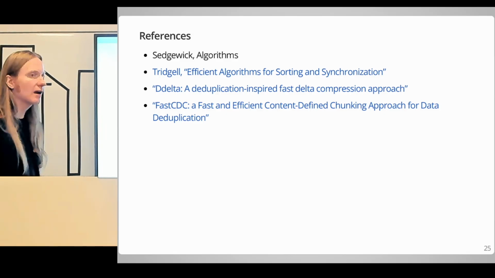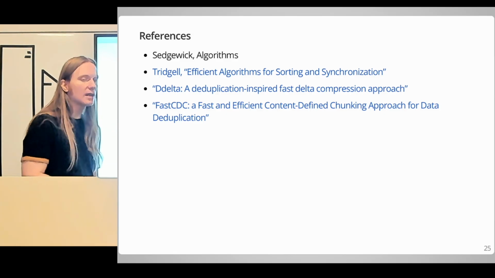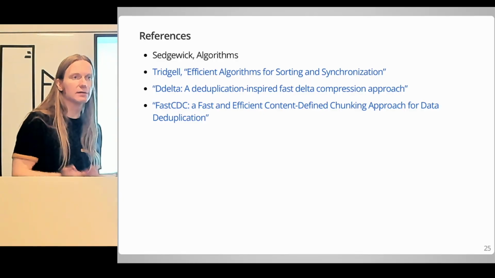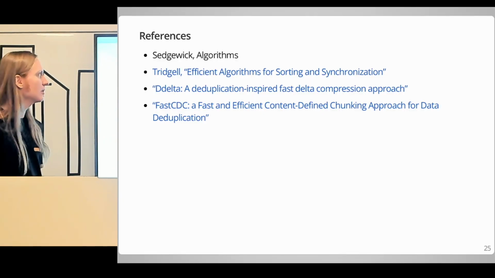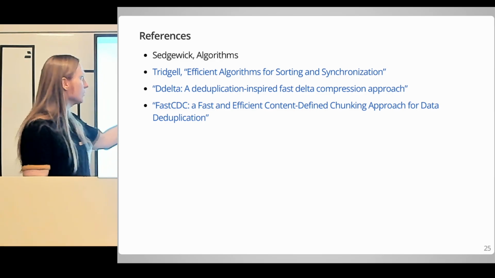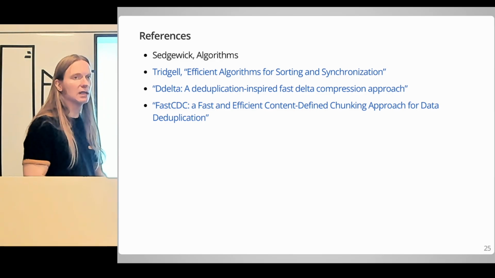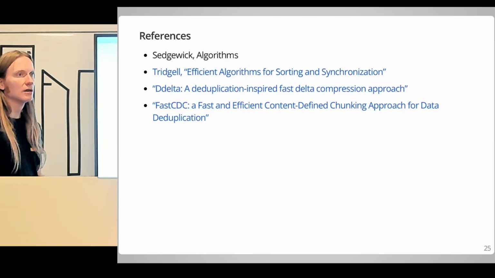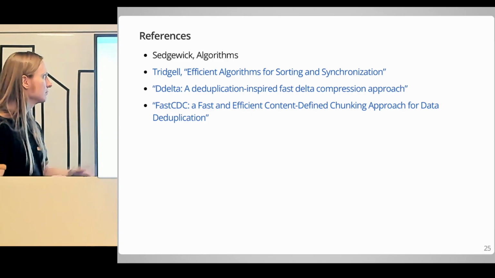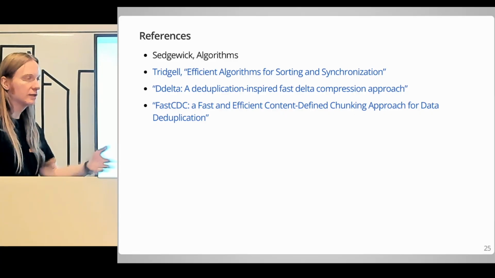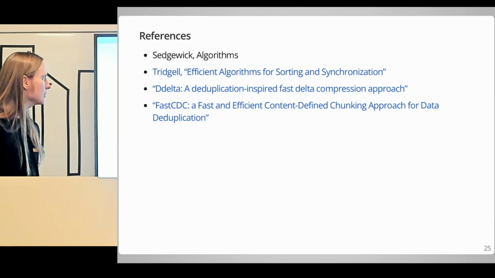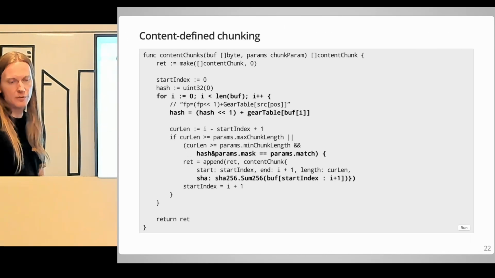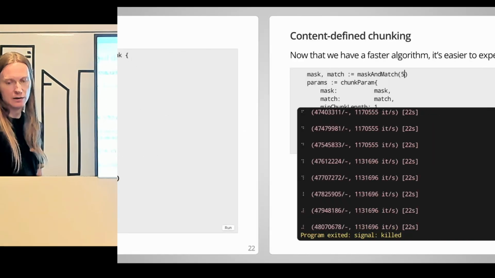So the references I have: most algorithms books will cover Rabin-Karp. I happened to grab Sedgewick's because that's where I remember learning it from a long time ago. The guy who wrote rsync talked about it in his PhD thesis called Efficient Algorithms for Sorting and Synchronization. So if you want to know more about rsync, definitely check that out. He's written some very readable things about how rsync works. And then these are the two papers that I looked at that I grabbed that gear hash from.